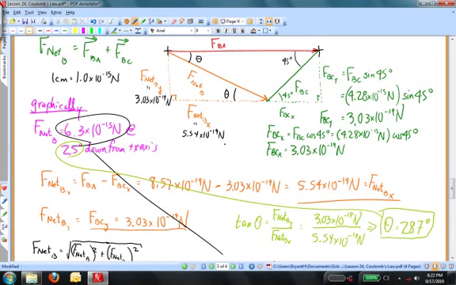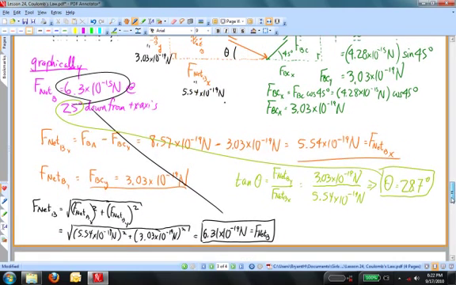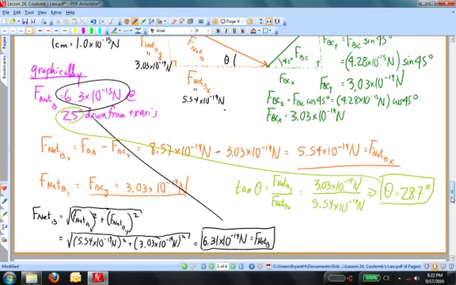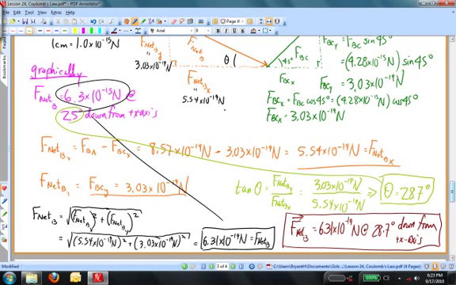So finally, let's put it all together and say that the net force on B is equal to 6.31 times 10 to the minus 19 newtons at 28.7 degrees down from the plus x-axis. And there is my final result.